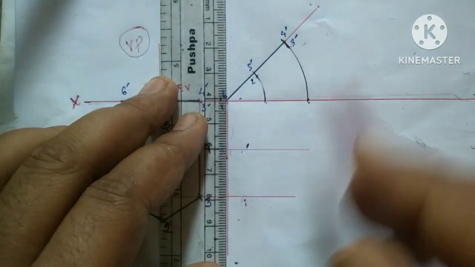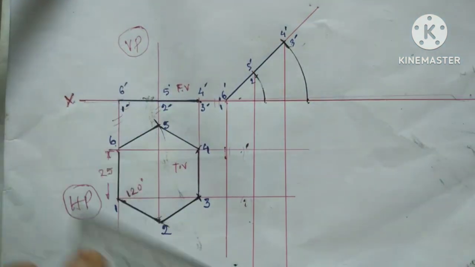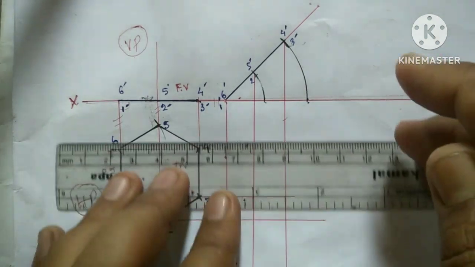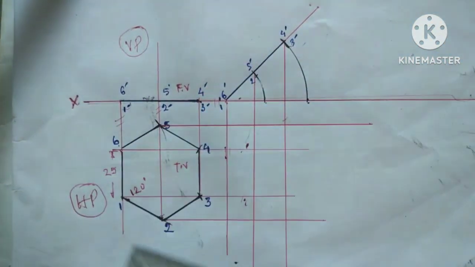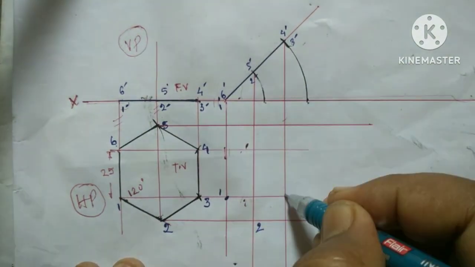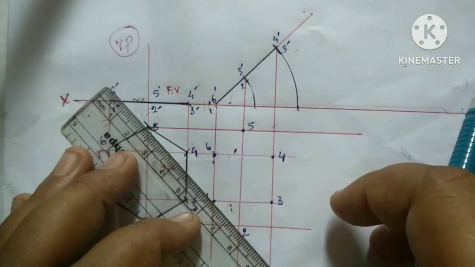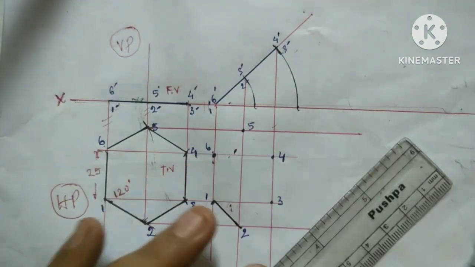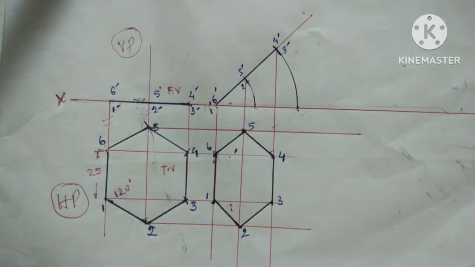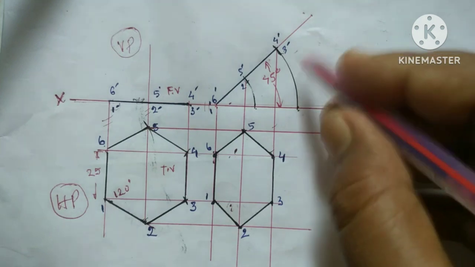Using the points from the front view, draw again the projection lines which are perpendicular to the XY ground line. By using the points from the previous top view, again draw the projection lines which are parallel to the XY ground line. Mark the intersection points between the two projection lines coming from the previous views for the same point. Join the points 1, 2, 2, 3, 3, 4, 4, 5, 5, 6, 6, 1. So this is the front view and top view when it is making an angle of 45 degrees with the HP.